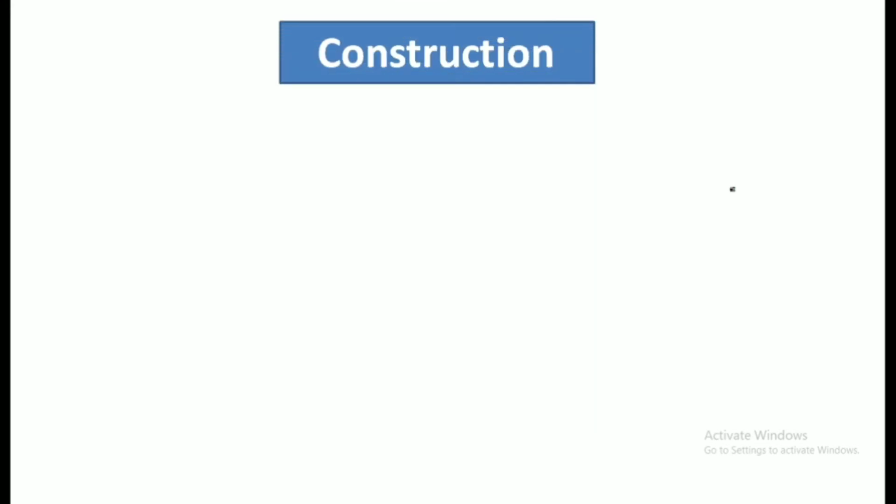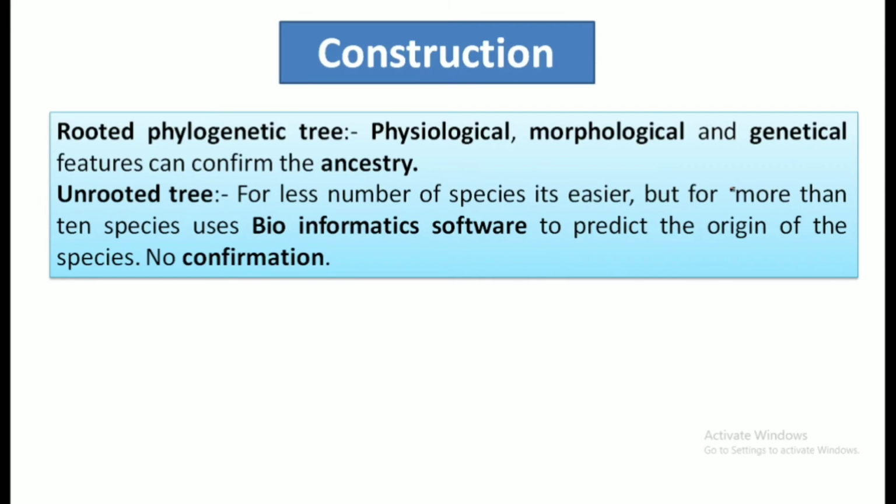So to construct a rooted phylogenetic tree, we need to know physiological, morphological and genetical features, and by connecting the dots we can easily find a common ancestor, right? But for an unrooted tree, it is difficult. Okay, it is kind of difficult to construct a tree.